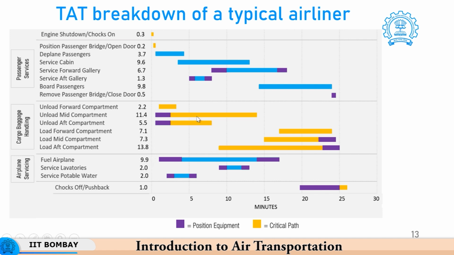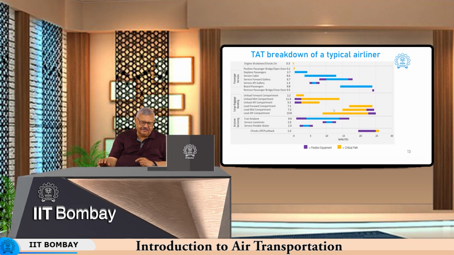You can see that the ones in the yellow color are the critical paths, which are the normal reasons for increasing turnaround time or delay in turnaround. So, here we notice that loading the aft compartment and unloading the mid compartment are two major activities. All other activities are relatively much less time intensive. And then you have passenger services, where servicing the cabin and boarding the passengers, approximately 10 minutes each, are the two things that take the maximum time.